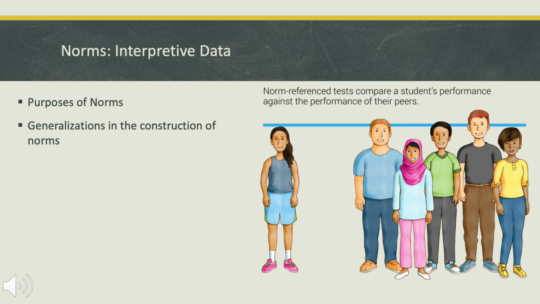There are several generalizations that are appropriate to the construction of norms. The first is that the characteristic being measured by the test has to permit the ordering of the individuals along a transitive, asymmetric continuum from low to high. So if we go back to our measurement scales, it has to be ordinal at least.